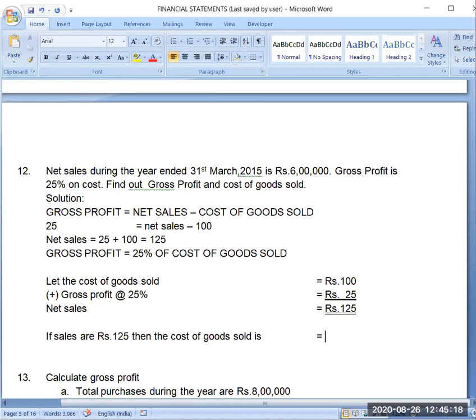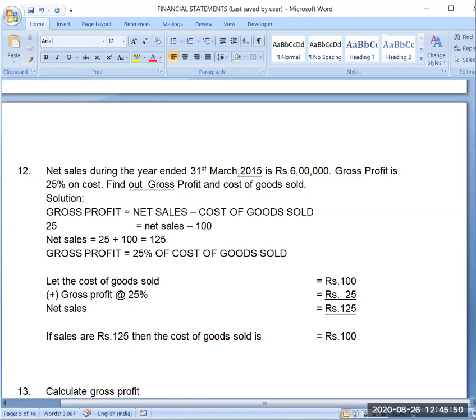Please increase your participation. Good answers are coming. Many students are responding, but few are sitting. I am asking as per this. Yes, very good. So, if my sales are 125, then simply my cost is 100. It is quite visible. The more you will participate, the more you will learn. Otherwise, it will become very difficult for you.